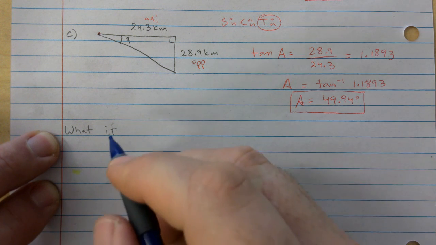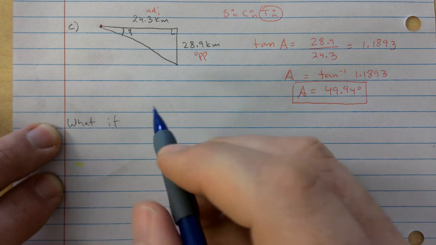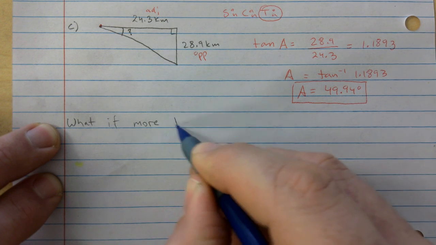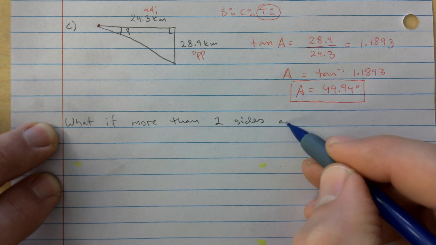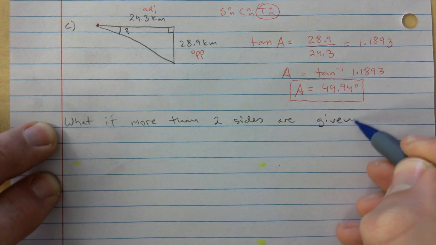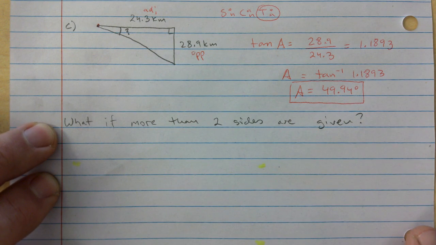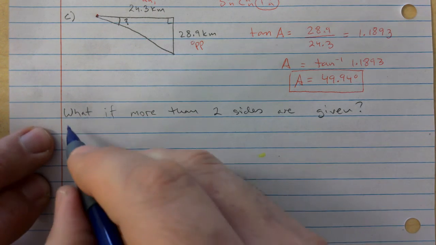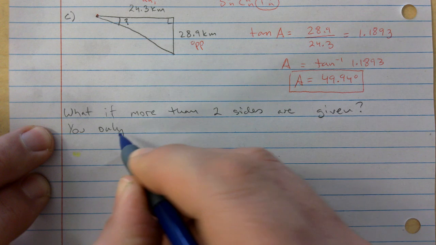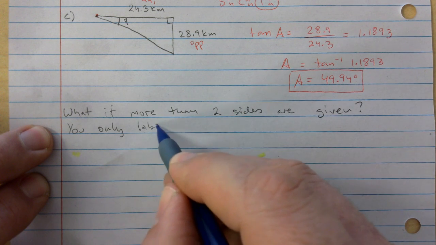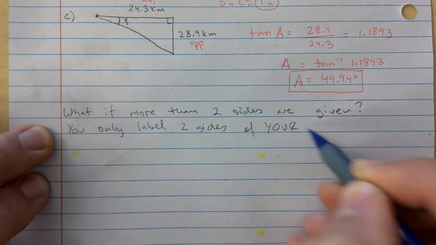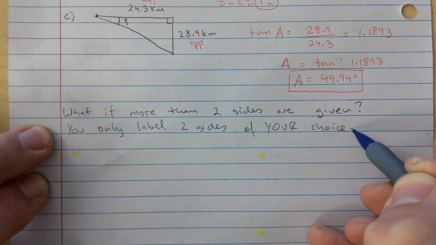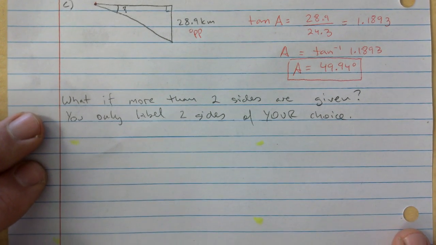All right, let's keep going. Last example for today. What if more than two sides are given? So what would you do in that case if all three sides in a triangle are known, right? How would you do that? Well, the answer is you only label two sides of your choice. And that's where students kind of don't like that. It's like, what? I have the choice, right?